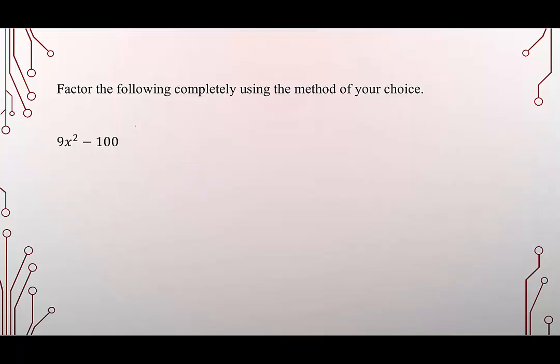In this example, we have 9x squared minus 100. How many terms do we see? 2 terms. GCF is 1. I see a square, and the only option for when we have a square is the difference of squares. For a difference of squares, that's x squared minus y squared, and that factors into root minus root times root plus root.